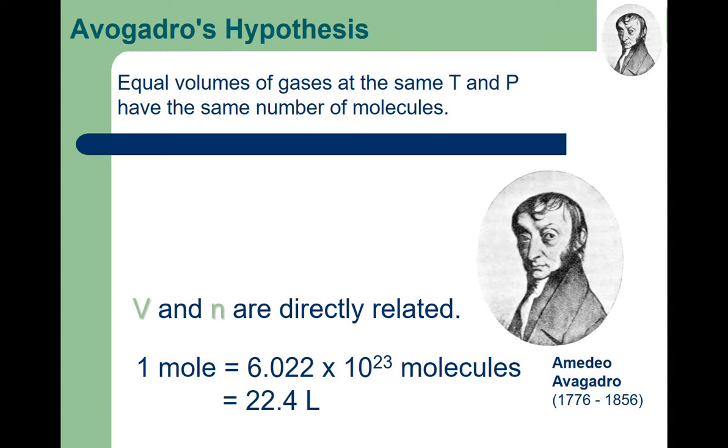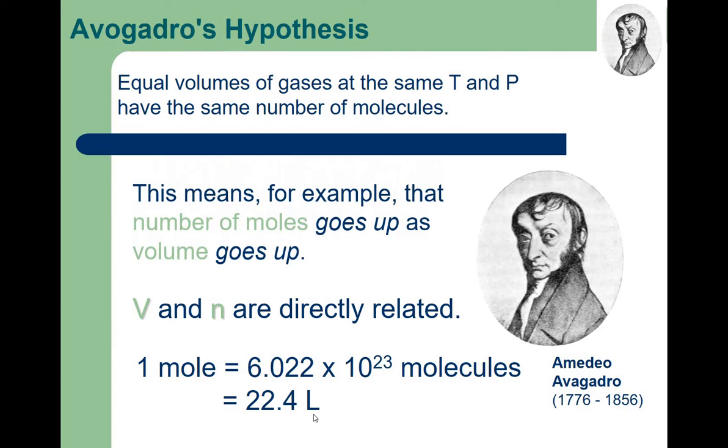Then we get to Avogadro's hypothesis, or Avogadro's law, also known as. Equal volumes of gases at the same temperature and pressure have the same number of molecules. V and N are directly related. So 1 mole is equal to 6.022 times 10 to the 23rd molecules. We've done that before. But it's also equal to 22.4 liters. This means, for example, that the number of moles goes up, the volume goes up. Okay? If we hold some things constant. In other words, temperature and pressure.